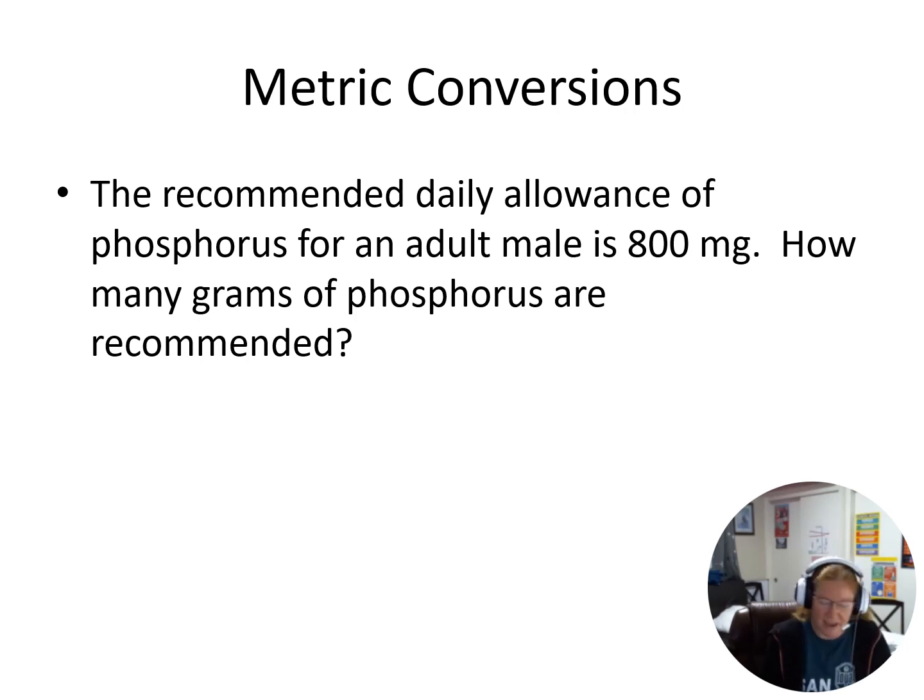All right, so now for these next few, I'm actually not going to write out the whole solution. I'm only going to give you the final answer because I want you to try these. So we have a recommended daily allowance of phosphorus for an adult male is 800 milligrams. So how many grams of phosphorus are recommended? So you're going to go from milligrams to grams, okay? And the answer is going to be 0.8.